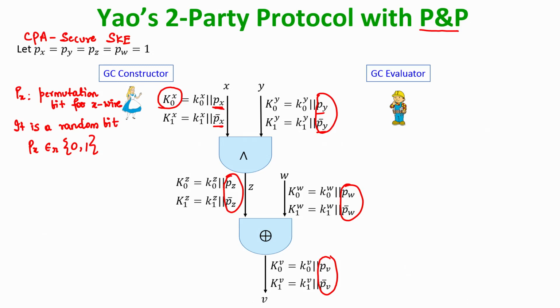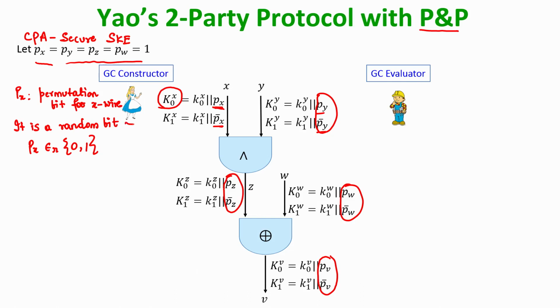So, for simplicity, imagine that the constructor has picked the permutation bits to be all 1. Again, this is a random event. Okay. For simplicity, I am taking this case for the purpose of demonstration. It could be the case that, say, the permutation bits for x and y are 0, whereas the permutation bits for z and w are 1, and so on. Any combination could happen. So, any of the 16 combinations could happen.